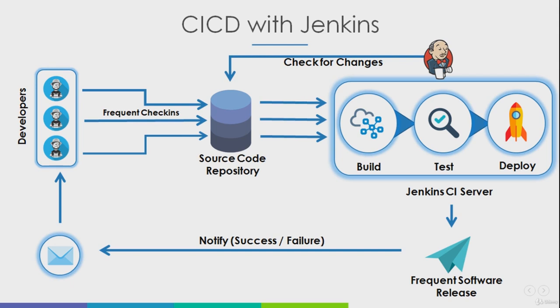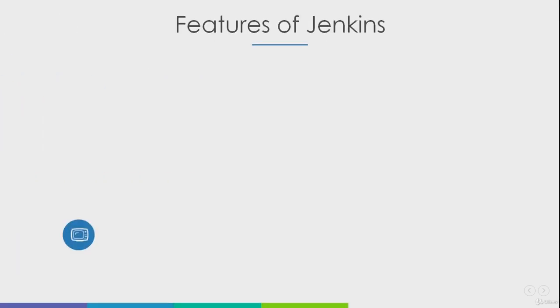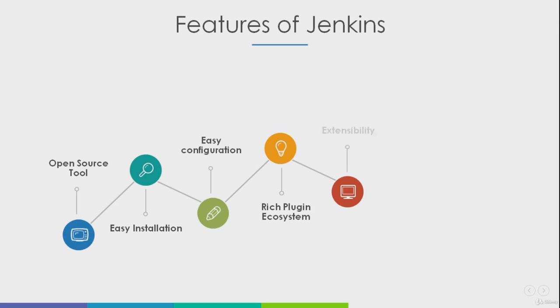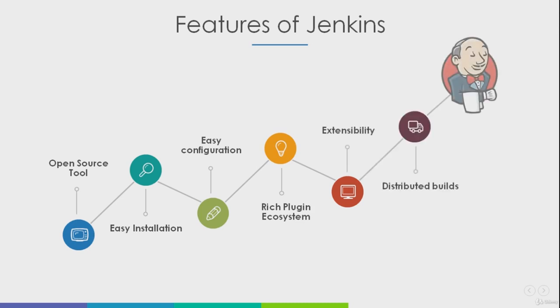Now, let's look at some of the major features that Jenkins offers out of the box, and many more that can be added through plugins. Open source tool. Jenkins is an open source tool with great community support, and it's absolutely free of cost. It is built with Java, and hence it is portable to all major platforms.